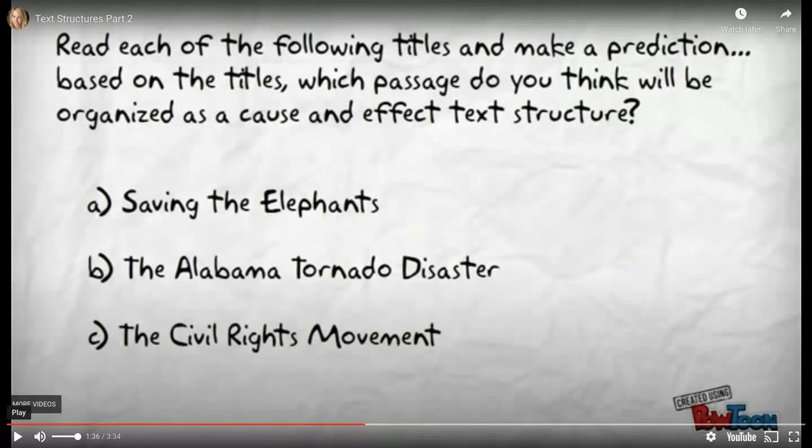And so let's read the following titles and make a prediction. Based on the titles, which passage do you think will be organized as a cause and effect text structure? Saving the Elephants, the Alabama tornado disaster, the Civil Rights Movement. Remember, cause and effect. It might be B or C, or all of them, right?